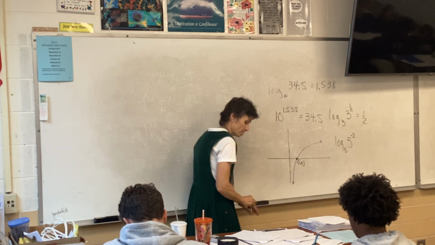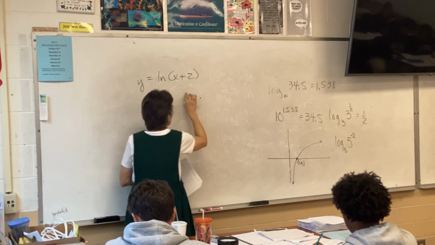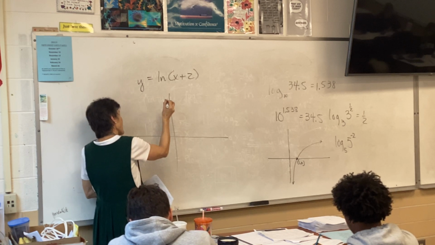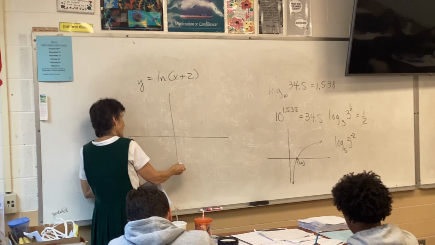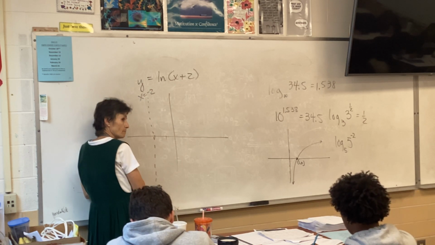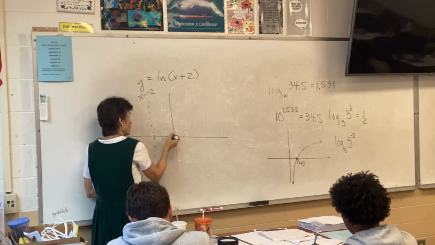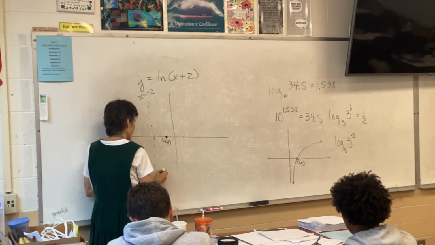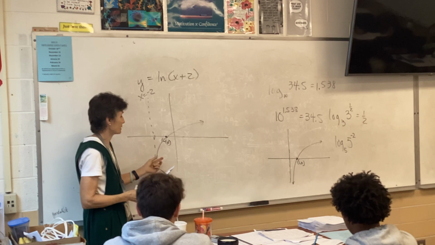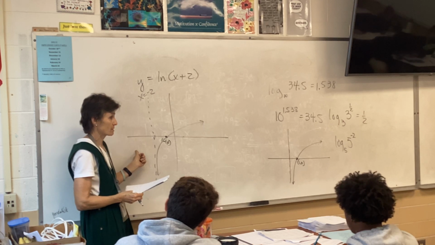Okay, so what happens when we do ln(x + 2)? You shift it 2 units to the left. So instead of the asymptote being at x = 0, it's now at x = -2. And instead of the intercept being at (1, 0), it's now at (-1, 0). That won't change the range of the problem, because it's still going down and up, but it will change the domain. What's your domain for this function?